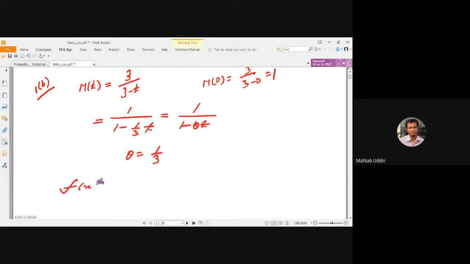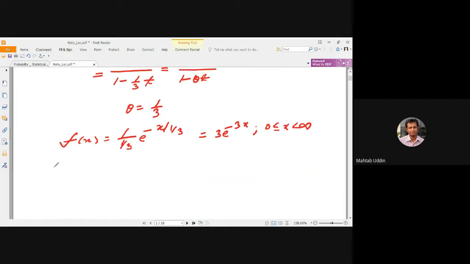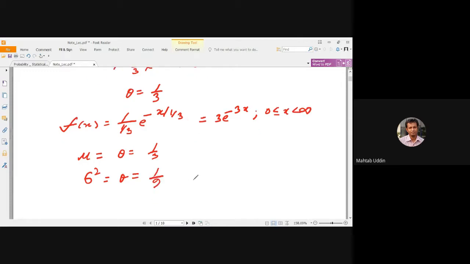f(x) is 1 by theta e to the power minus x by theta. That is 3 e to the power minus 3x. This is the interval. Then the mean mu is theta, which is 1 by 3. And the variance is theta square, which is equal to 1 by 9. Do you understand? Yes, sir.